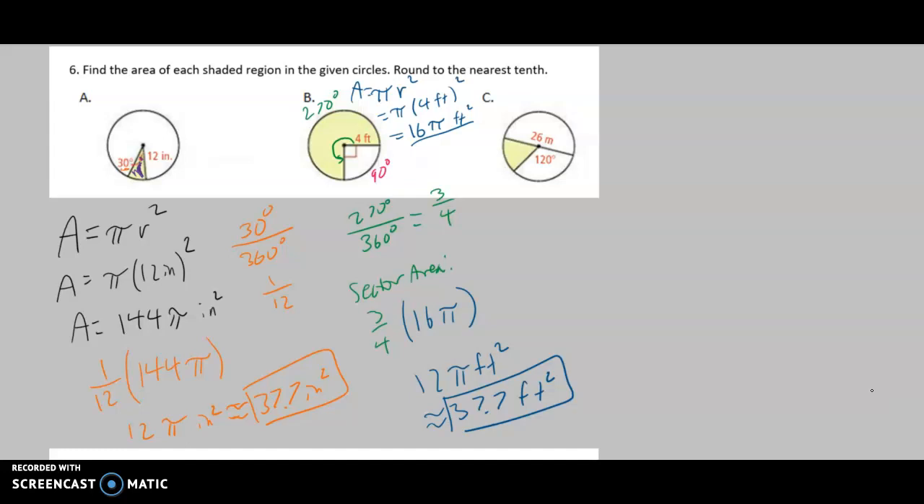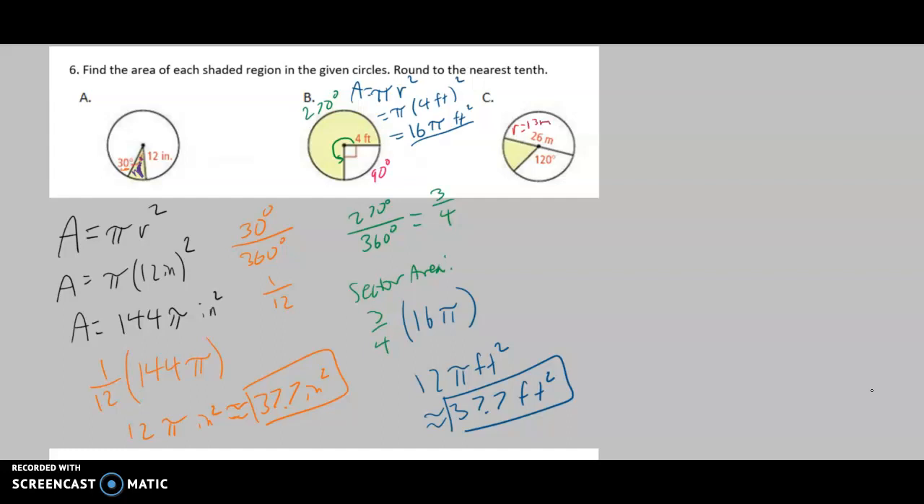Okay, let's look at part C now. So this time we're given the length of the entire diameter. So the only thing that we've got to figure out now, or the extra added piece for this one, is to get a radius, because we can't find the area of this circle without the radius. So if we know that the diameter is 26 meters, we can say that the radius is 1/2 of that. So that's going to be 13 meters.